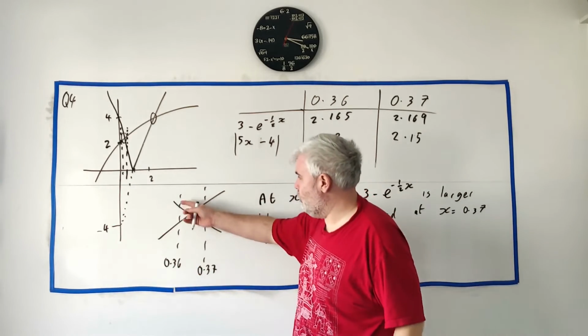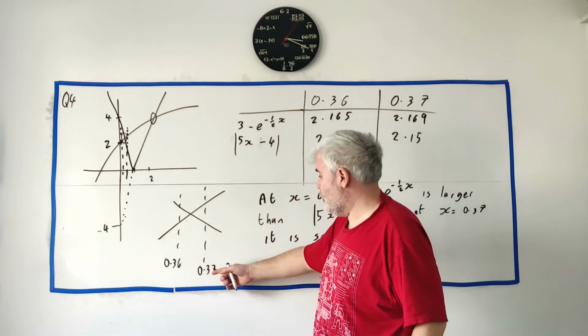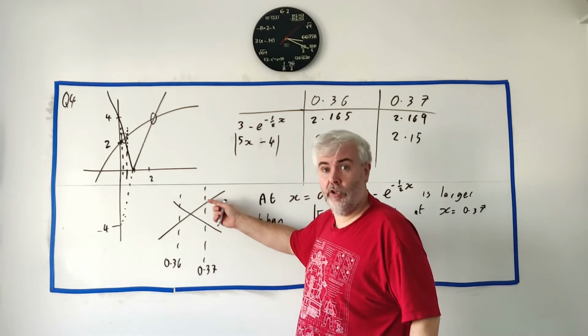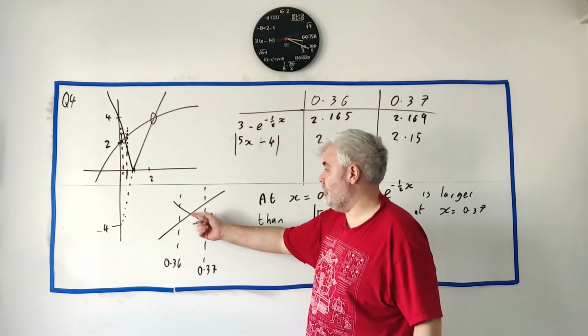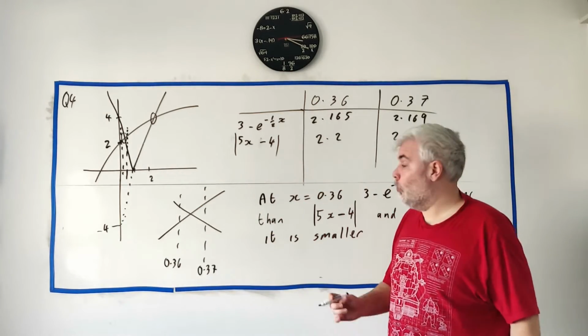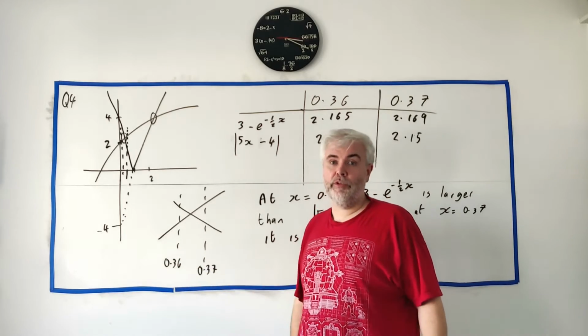At 3.6, one is above the other. At 3.7, one is below the other. Therefore, they must have crossed. They must have crossed at some point. So that means the root must be somewhere between these 2 points.